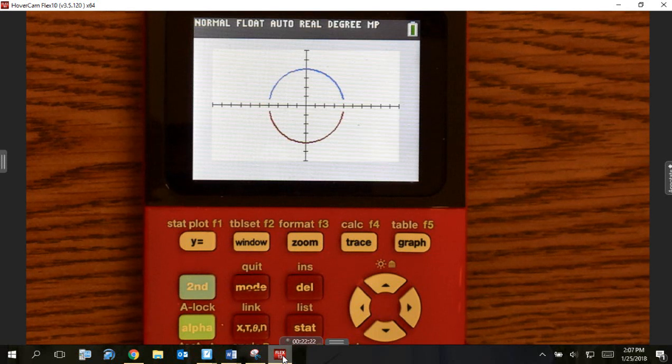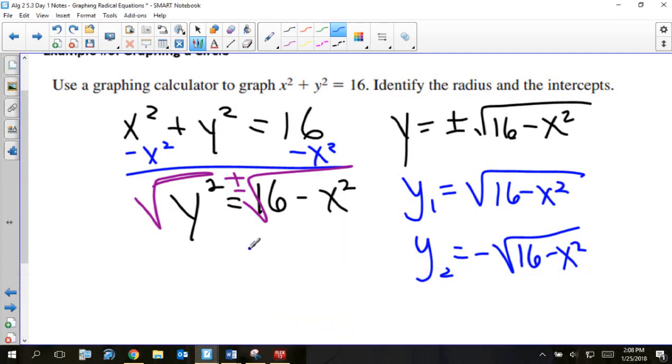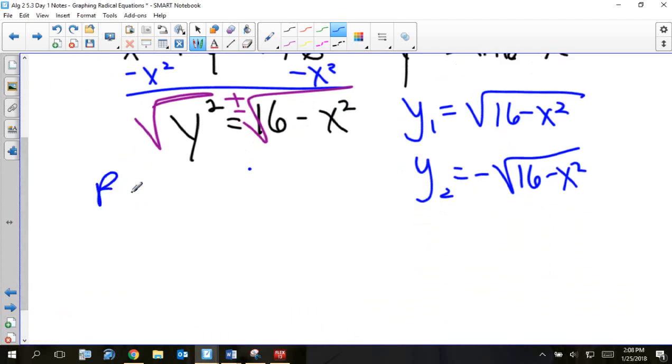It really does connect. So now what we have to answer is, what is the radius? 4. And we could actually do that before we correct it. Because when we learned a long time ago, it was x squared plus y squared equals radius squared. So that's 16. That gives us our radius 4. The next question is, what are the intercepts? That means x and y intercepts. And you will list them all separately as ordered pairs. So my radius is 4.